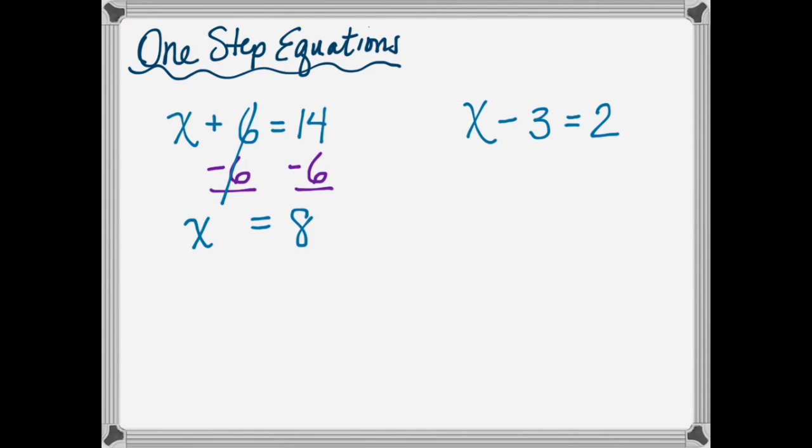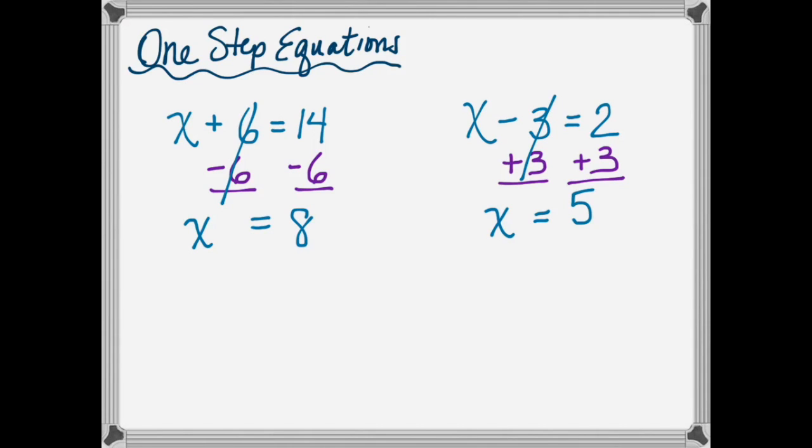The same idea is true for the next equation, which is x minus 3 equals 2. So again, I want to balance both sides, and I want to get the thing away from x. I want to undo the thing that's happening to x. So instead of subtracting 3, I would have to add 3 to both sides. I'm left with x equals 5.